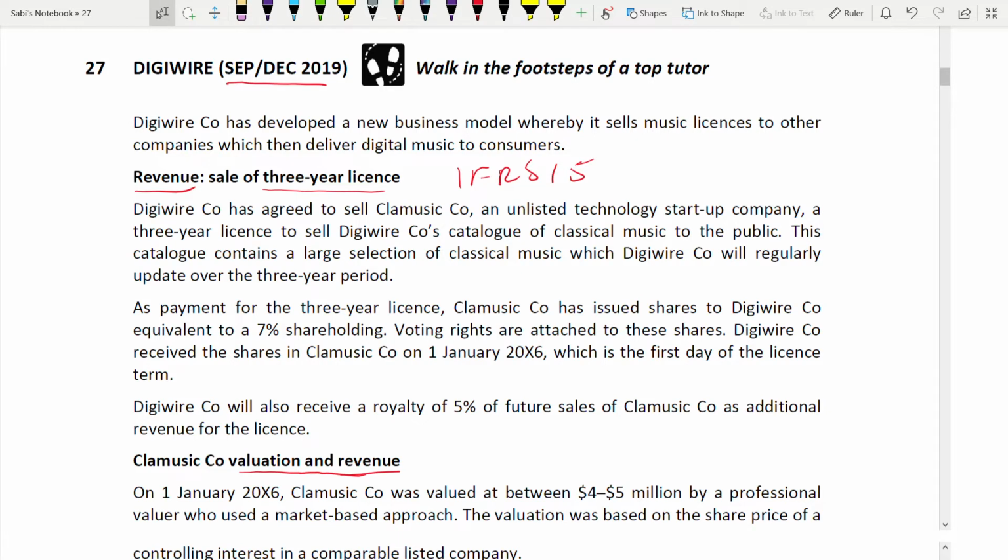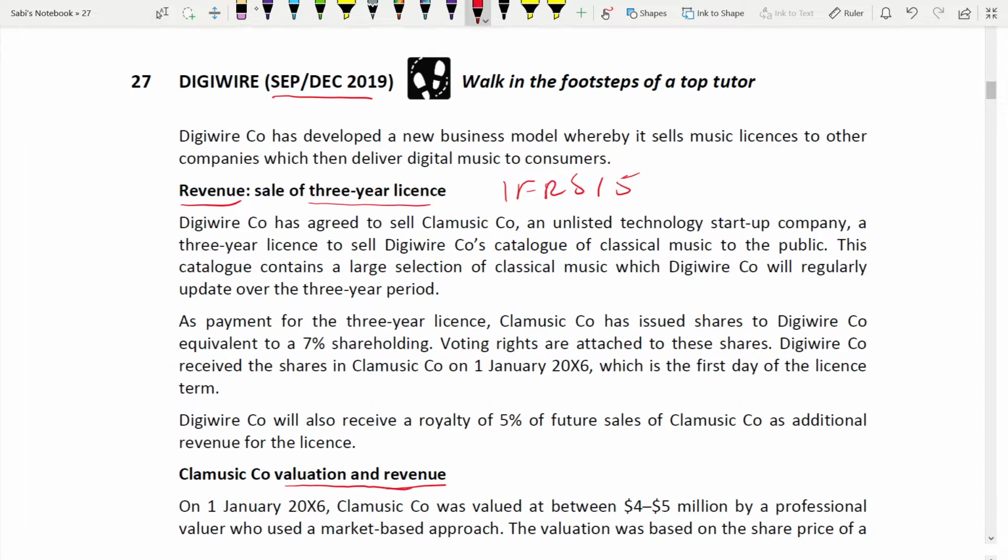So let us read it. Digiwire has agreed to sell a license to Clay Music, an unlisted technology startup company. So this is neither a good nor a service. It's not like we sell goods, such as computers, or services. It's nothing like that. Here it is a company, an unlisted startup technology company, which is buying a 3-year license. I'm sorry, I missed that comma. So a 3-year license to sell Digiwire's catalog of classical music to the public.